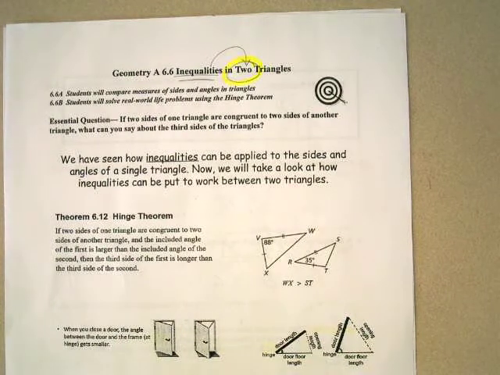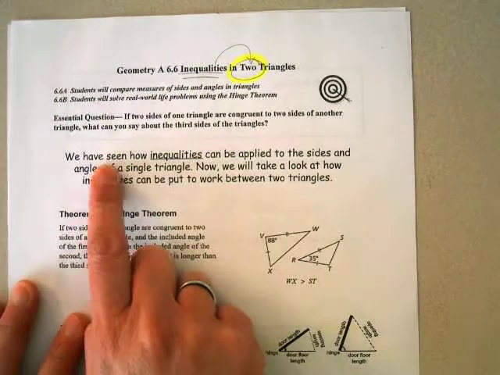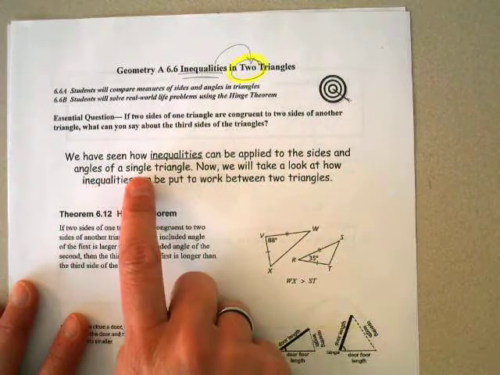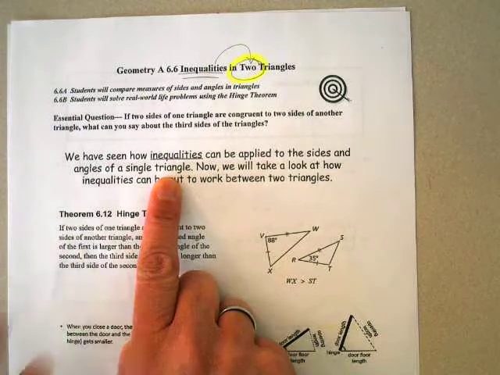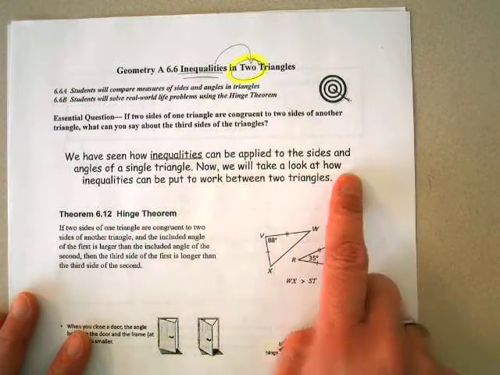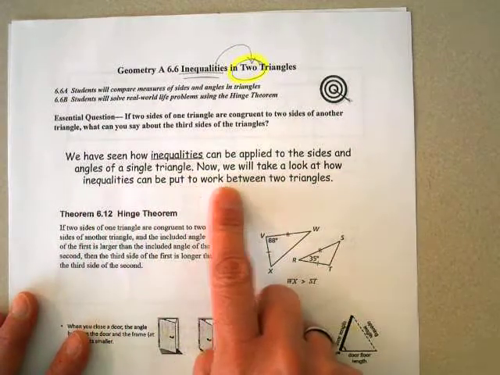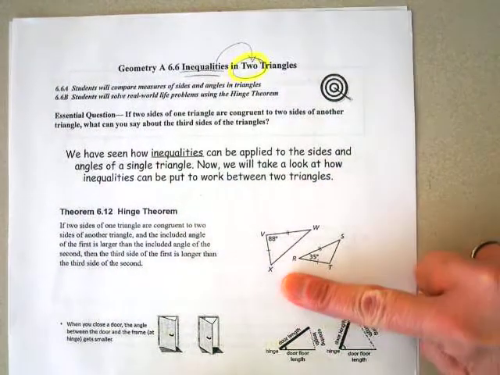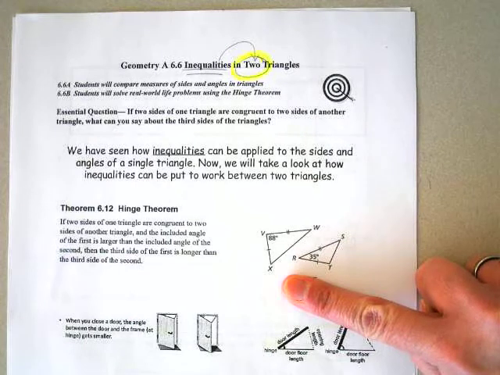all about. So it says, we have seen how inequalities can be applied to sides and angles of a single triangle. Now we're going to take a look at how inequalities can be put to work between two. So take a look at this picture right here. I'm kind of covering up the answer. I should have whited this out.